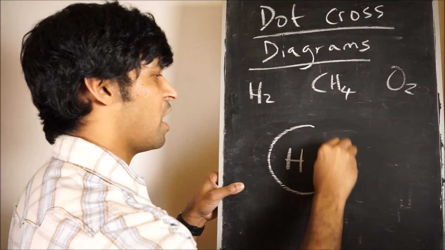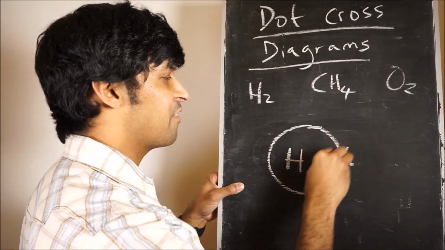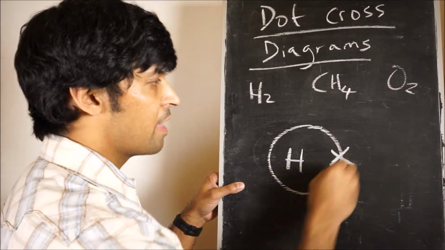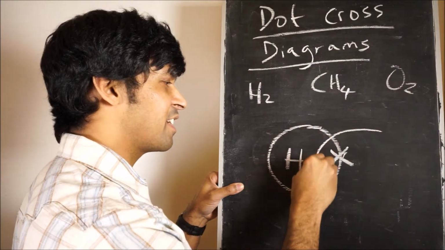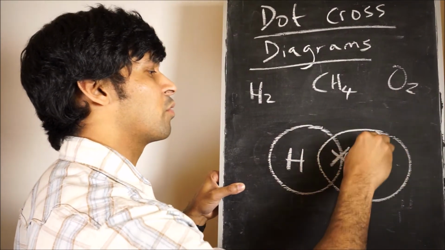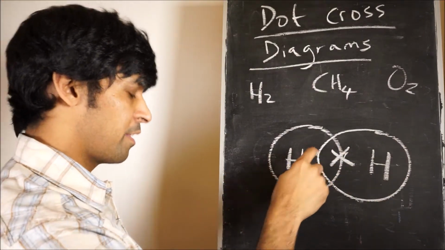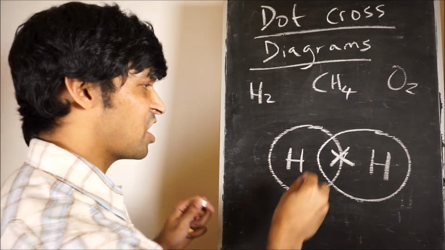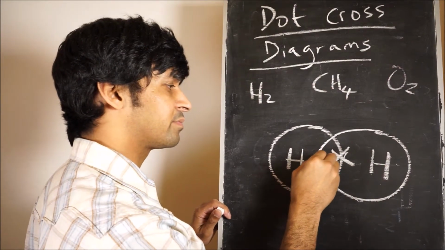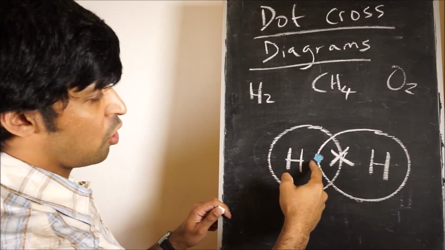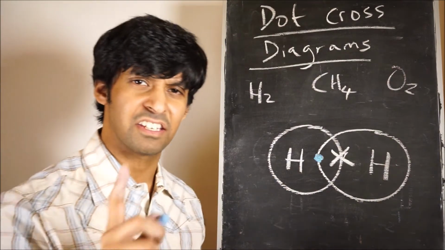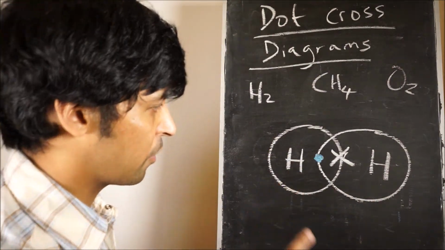First of all, you draw your hydrogen and you give it an electron. Then you draw the second hydrogen. It's like a Venn diagram. You make sure the circles overlap. And you draw the other thing as a circle. Now, the reason it's a dot and a cross is because you need to know where the electron is coming from.